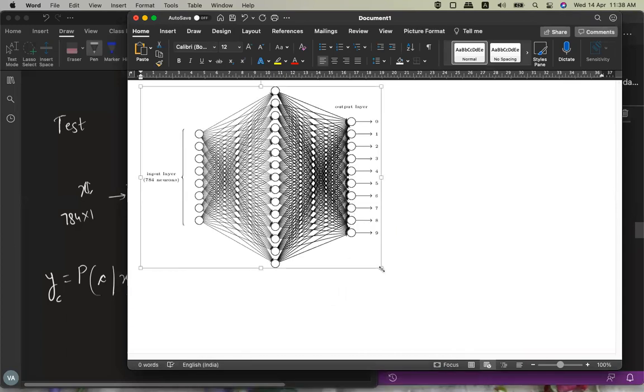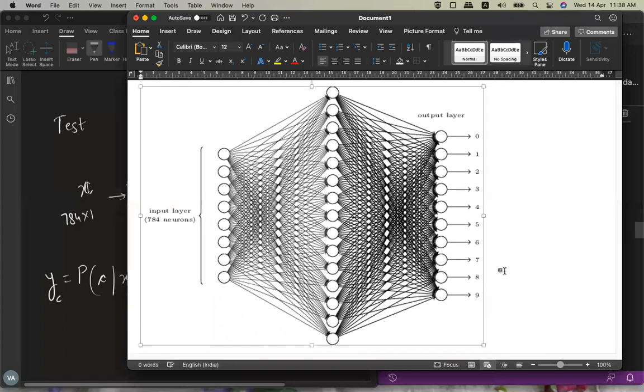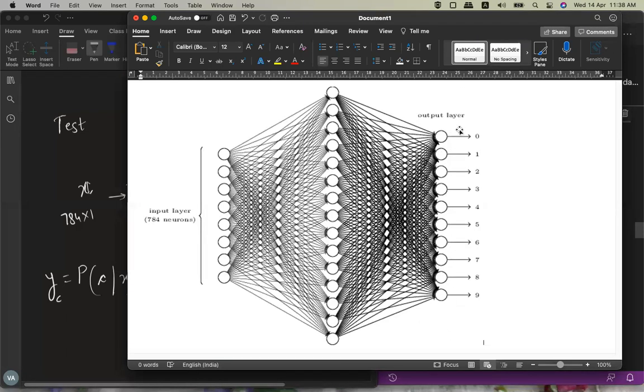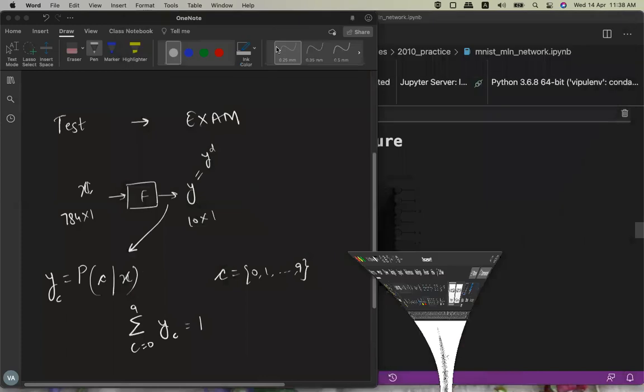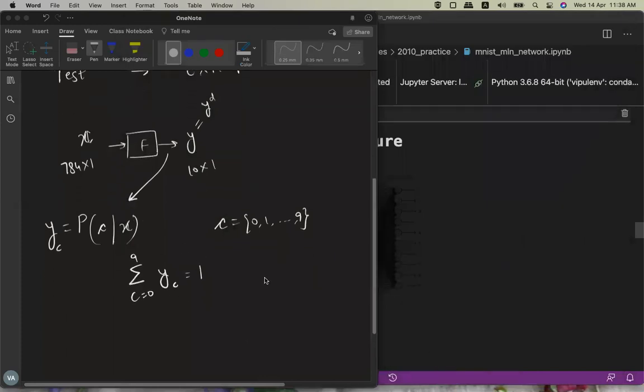This one is better visible here. So the output layer can have 10 values. y0 is basically the probability of label 0, y1 is the probability of label 1, etc. I would like all my outputs to sum to 1, and I would like my yc to be greater than or equal to 0. So yc should sum to 1 and they should all be greater than or equal to 0.